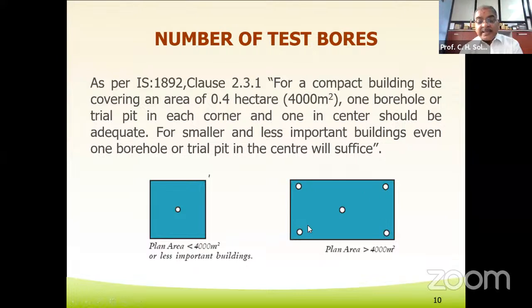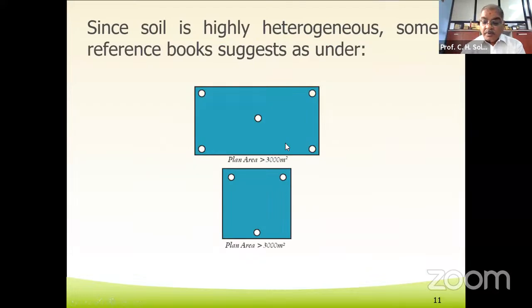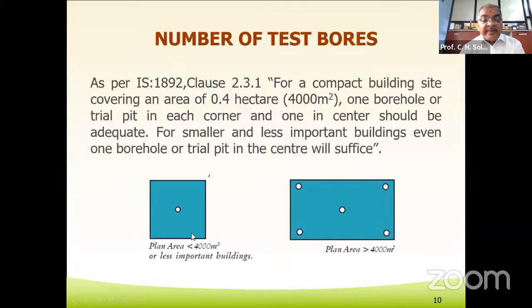Here it has been presented that when dealing with a rectangular plot area of 4,000 square meters or more, you may have to go for 5 boreholes, one in the center as well as one in each corner. But for smaller and less important buildings, even one borehole or trial pit in the center will be sufficient. So this shows that when dealing with a small plot area, sometimes one borehole is enough.